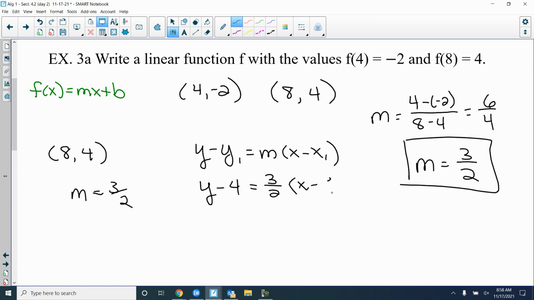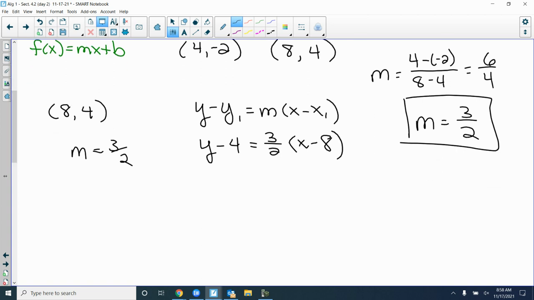All right, so we're going to do this. Now, that's your point slope form, which a lot of you just stopped on your homework, and we're going to keep going. We're going to keep going to get y by itself because I got to write it as a function. So distribute your 3 halves. So I got y minus 4 equals 3 halves times x is just 3 halves x.